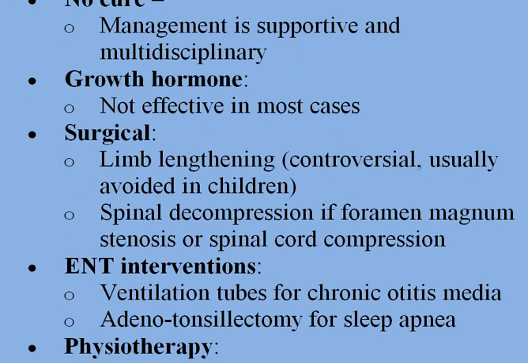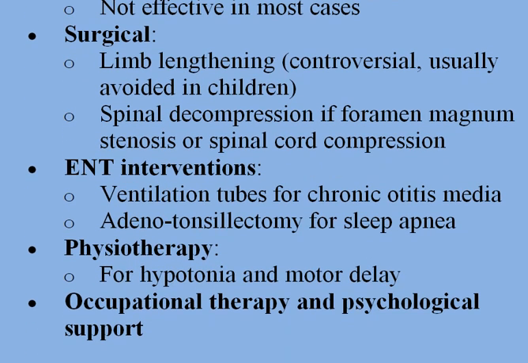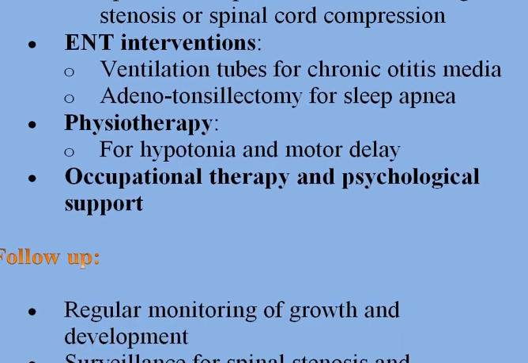Surgical, limb lengthening, controversial, usually avoided in children. In case of ENT, the ventilation tubes or grommets are inserted for chronic otitis media, and adenotonsillectomy can be performed for sleep apnea. Physiotherapy is required for hypotonia and motor delay. Occupational therapy and psychological support is very much required for the parents.